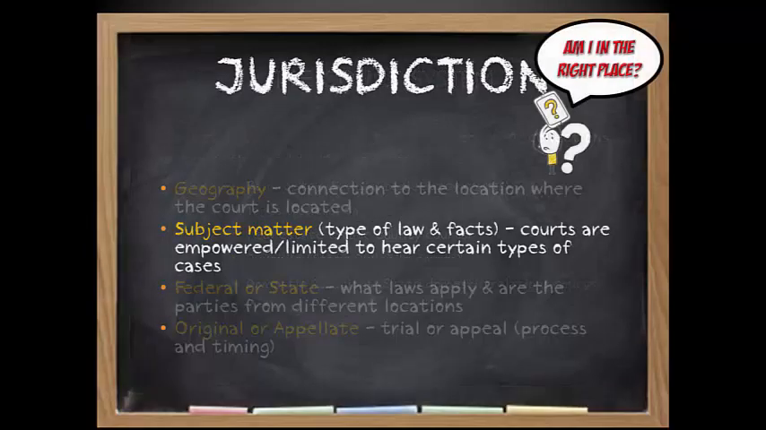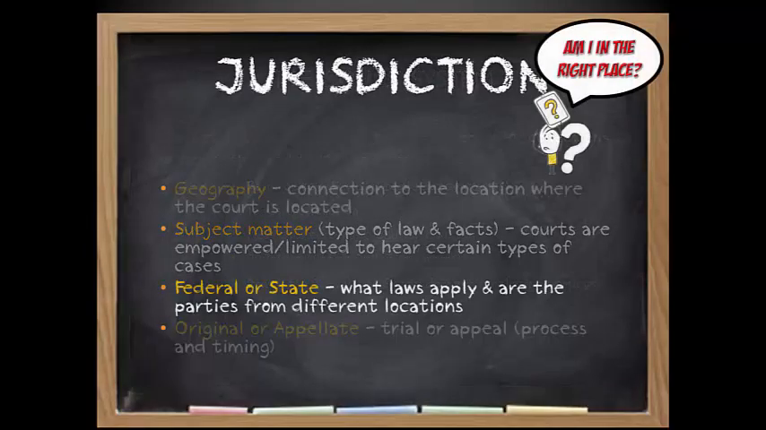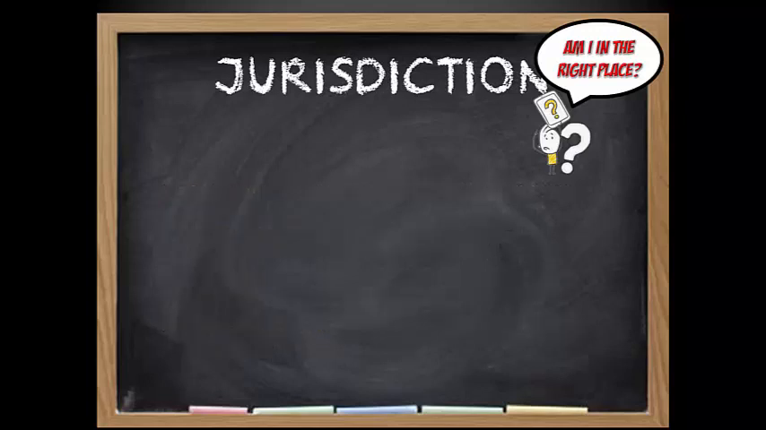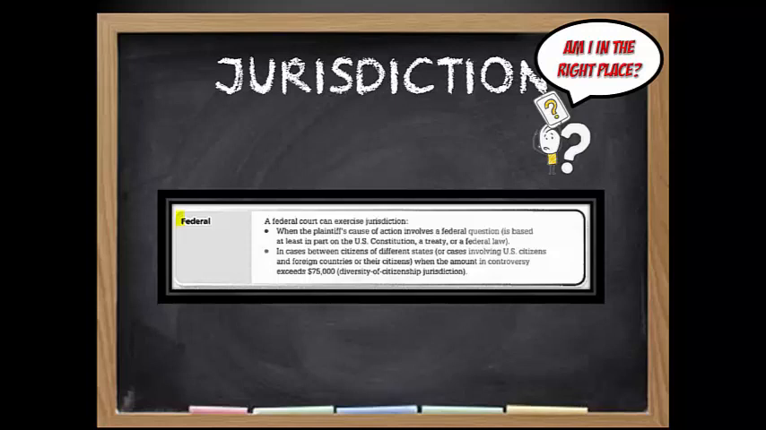That takes us to the next type of jurisdiction, federal or state jurisdiction. What laws apply, federal or state? Are the parties from different states and the amount of controversy high enough that it can be in federal court? Most cases wind up in state courts. That being said, federal courts have the power to hear cases when it involves a federal question.